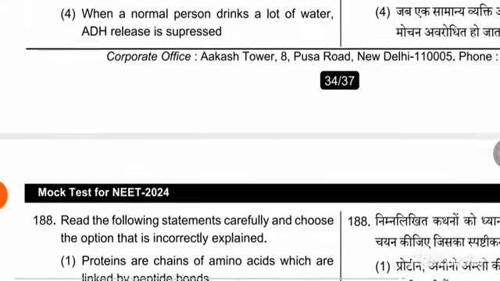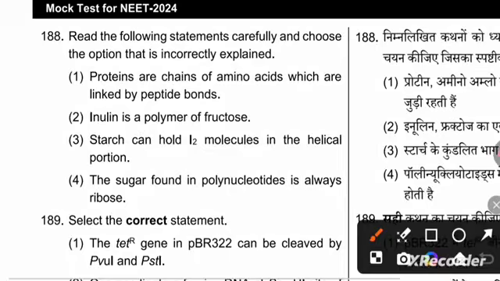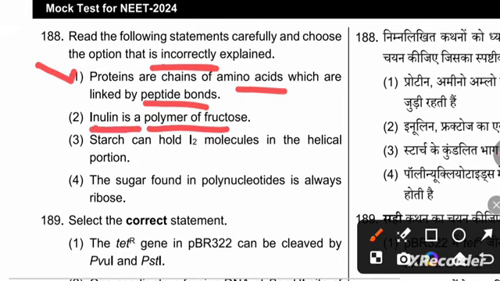Let us move to the next question. Read the following statements carefully. Choose the option that is incorrectly explained. Proteins are chains of amino acids which are linked by peptide bonds. This is the correct one. We need to find the incorrect one. Inulin is a polymer of fructose. It is also the right one.